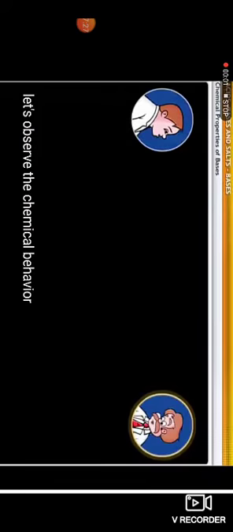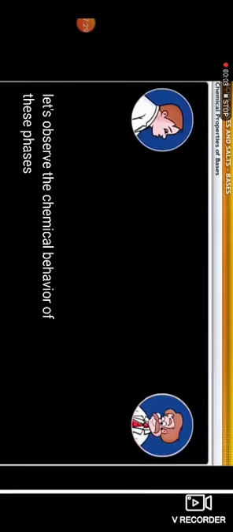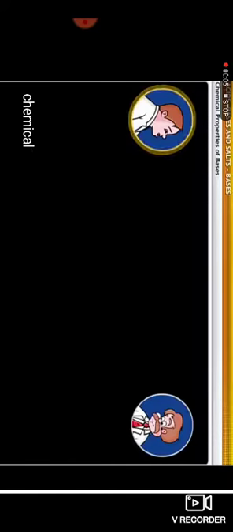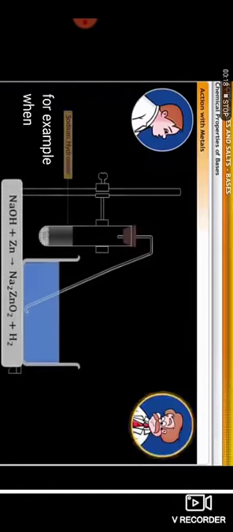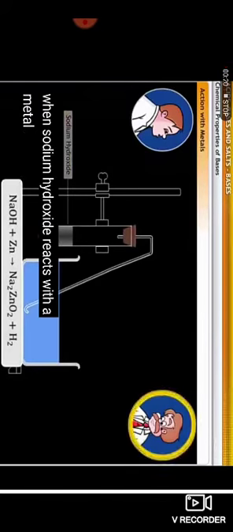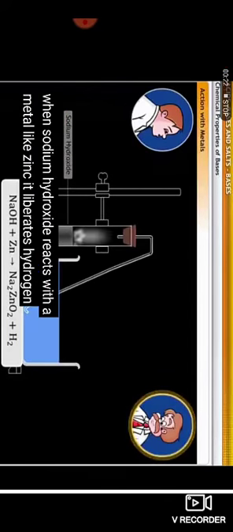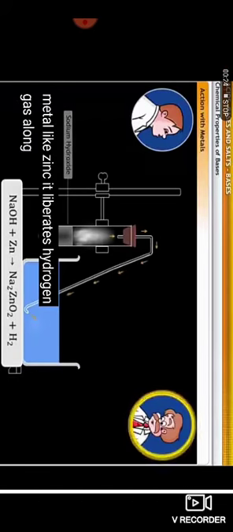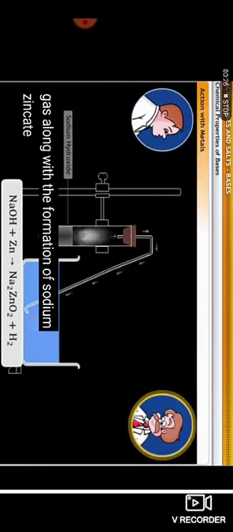Observe the chemical behavior of these bases. Chemical behavior? Bases react with some metals, like zinc, and liberate hydrogen. For example, when sodium hydroxide reacts with a metal like zinc, it liberates hydrogen gas along with the formation of sodium zincate.